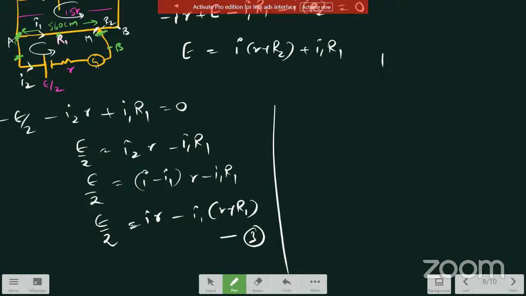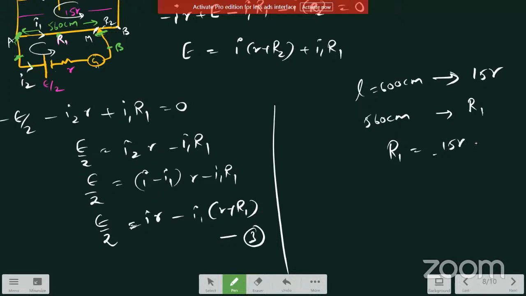R1, yeah. See, a length of 600 centimeter is having a resistance of 15R. If I say 560 centimeter, how much resistance will it be having? I have taken it as R1. R1 can be written as, now see properly, 15R times 560 by 600.